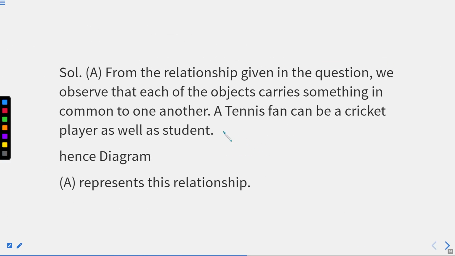Now, again, you can see option A is the answer. From the relation given in this question, we observe that each of the objects carries something in common with the other. A tennis fan can be a cricket player as well as a student. Hence, diagram A represents the relation. I hope this part is clear. There is nothing different and nothing difficult as well.